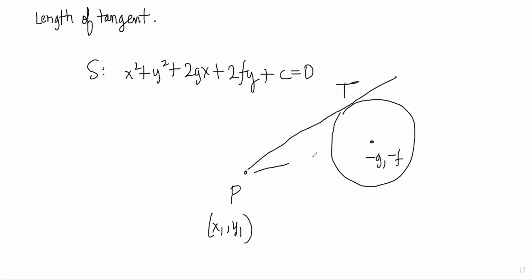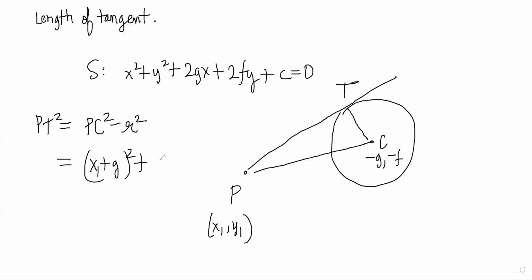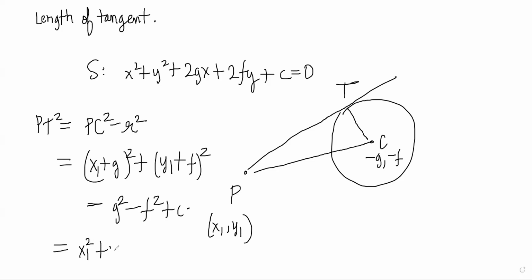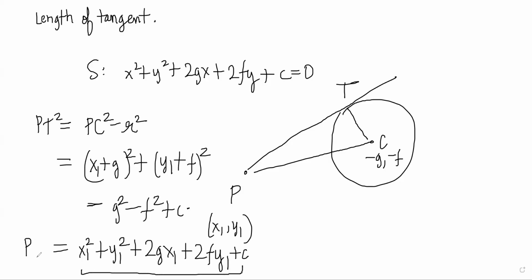We can easily say that PT square is equal to PC square minus radius square, right? And PC square will be what? x1 plus g whole square plus y1 plus f whole square, minus radius square, which is g square plus f square minus c. So you can see here this will become x1 square plus y1 square plus 2gx1 plus 2fy1, plus g square plus f square get cancelled, and plus c comes, right? So this is coming as the length of PT square.